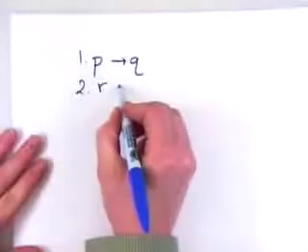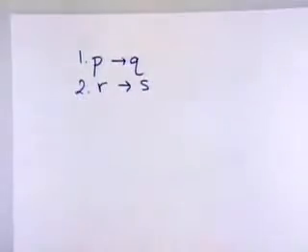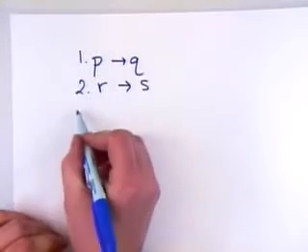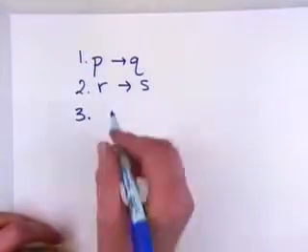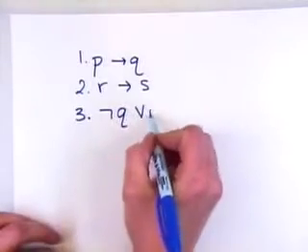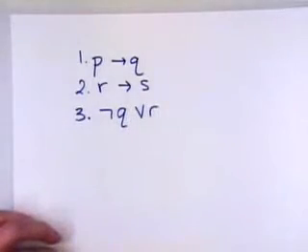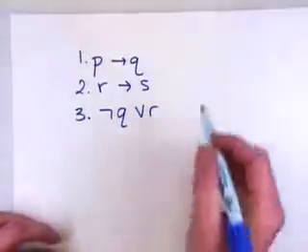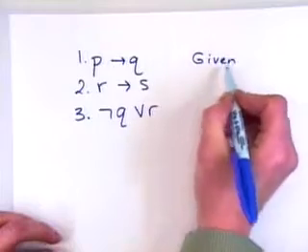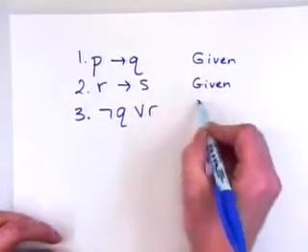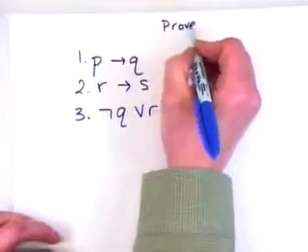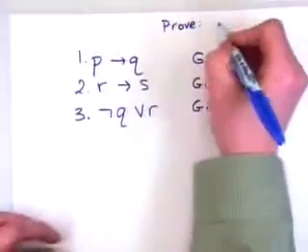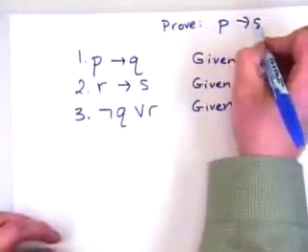So let's say that we're given that P implies Q, R implies S, and I know not Q or R. Sorry, I'm making this up as we go. Okay, so these are going to be my givens. And at the top, I'm going to write what I want to prove. I want to prove that P implies S.